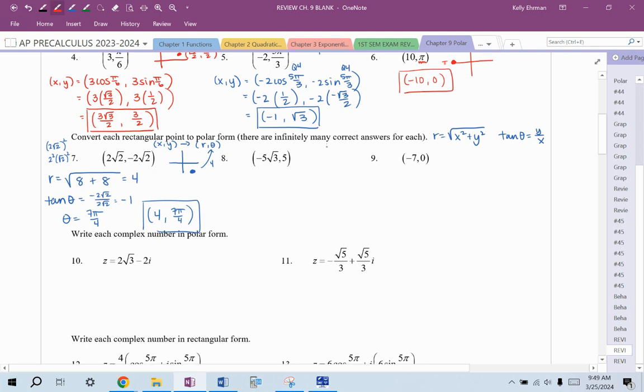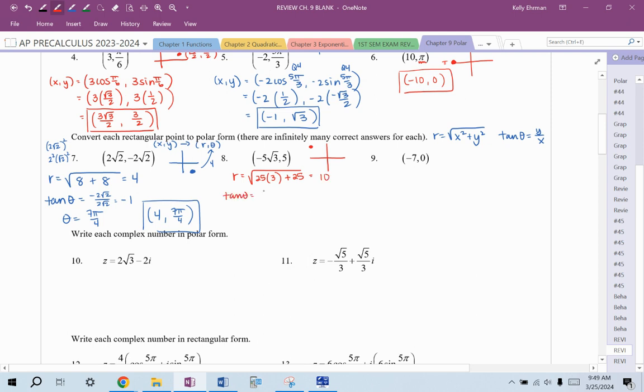All right, so let's plot this point for number 8 first. We would go left and up. So theta will be in quadrant 2. Let's calculate r. It's the square root of negative 5 squared is 25. Radical 3 squared is 3. Plus 5 squared. This is the square root of 100, which is 10.